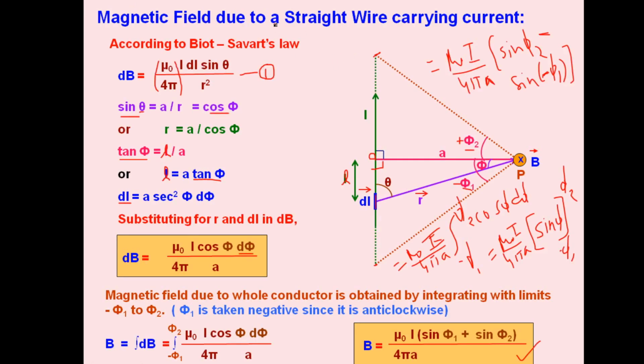Then the special case, if the straight wire is infinitely long. This is actually the special case of our relation. If the wire we have taken is infinitely long, then with respect to the previous case, these angles in front of each other will be equal. The angles which are in front of each other: this angle is 90, and this angle is phi 2.